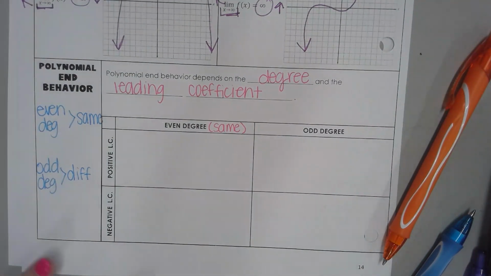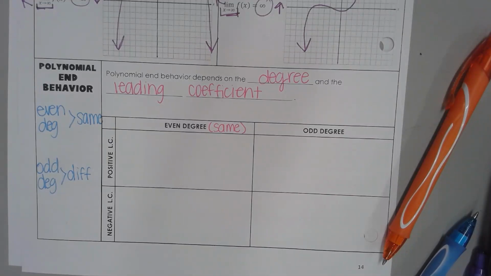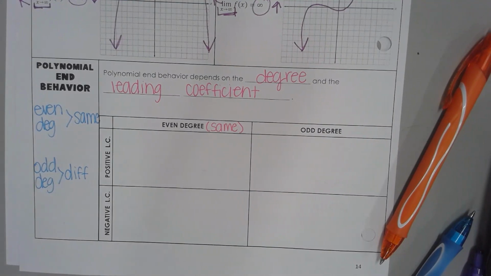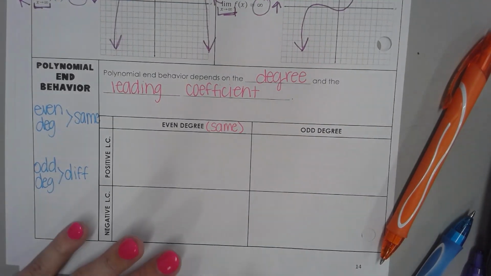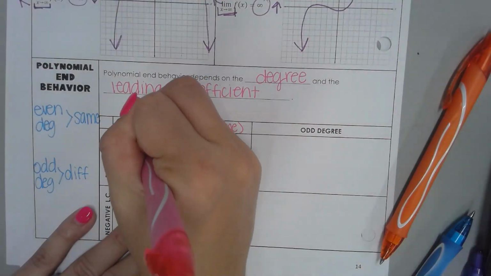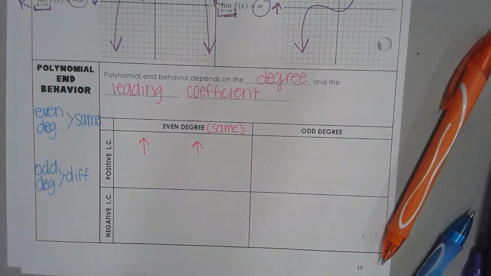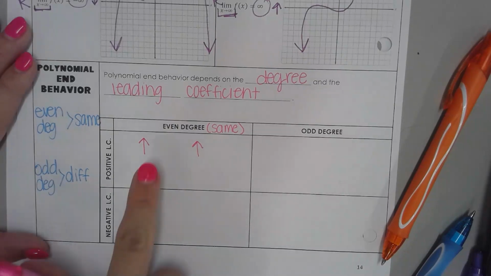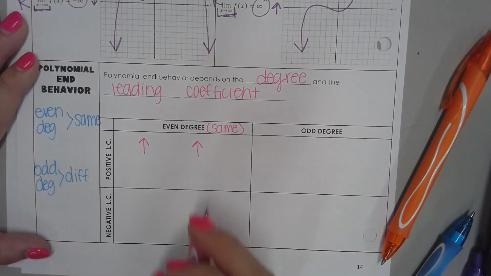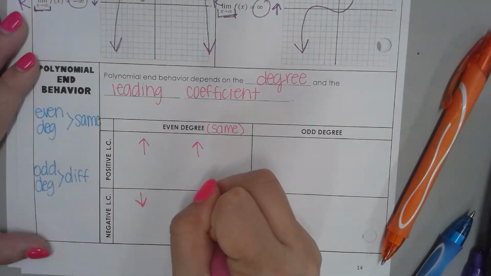If you have an even degree, so x to the 4th, x to the 6th, x squared, x to the 10th, and you have a positive number in the front, they're both going to point up. We did this exact same chart in Algebra 2. If it's even but you have a negative in the front, they both point down.